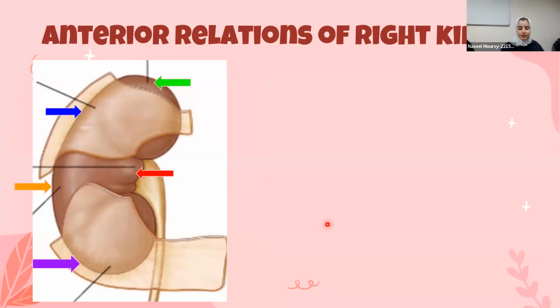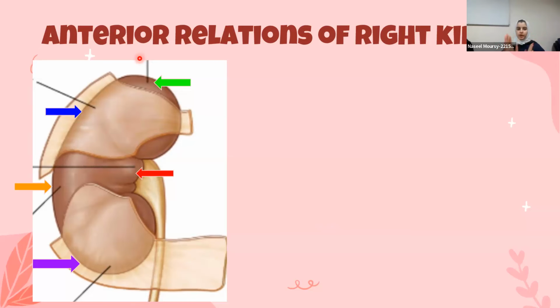So again, back to the colorful arrows. I'm going to be asking you guys questions again, and I want you guys to tell me what they are. Okay, so keep in mind we're talking about the anterior relations of the right kidney. So what do I mean by anterior relations? The kidney is at the back, it's stuck to the back, and everything that's in front of it, there are things forming impressions on it or just touching it.